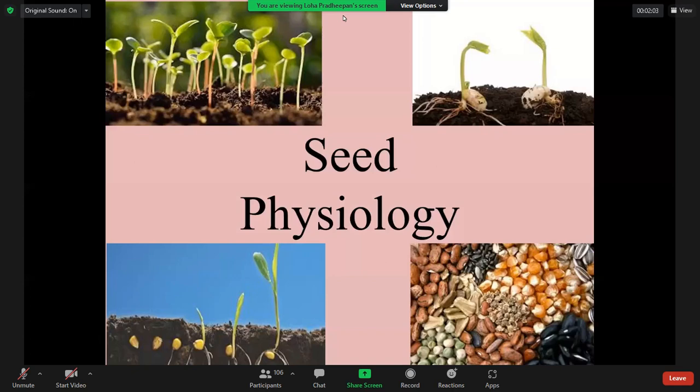In addition to that, some indices we have to calculate: crop growth rate, absolute growth rate, relative growth rate, net assimilation rate, leaf area index, specific leaf area ratio, leaf area duration, and we finally end with the harvest index. These are the things we have studied under the plant growth analysis.